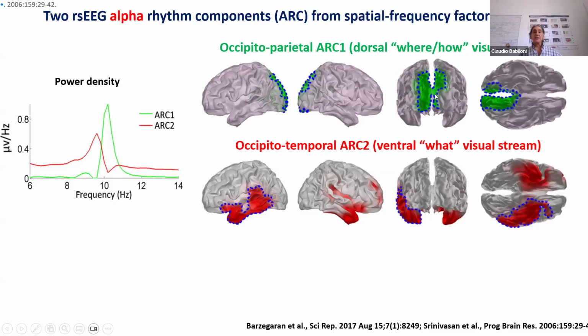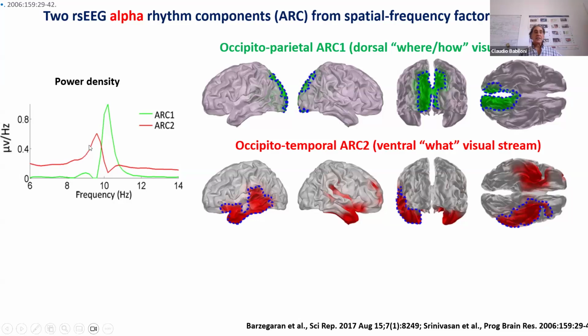And this is the typical so-called dorsal where-how visual stream, allowing us to transform the visual stimuli in a visual spatial representation of the objects, for example, and to integrate our motor planning with the visual spatial frame to allow the proper motor commands to go towards the objects in the space.